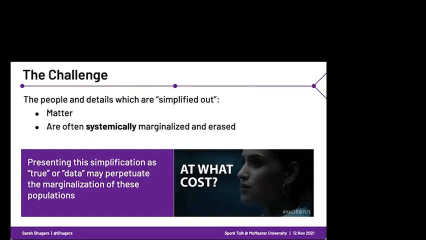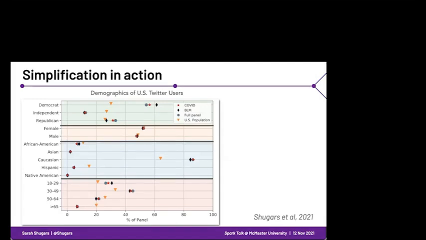So as an example of this challenge, here's a figure from one of my own papers. So I'll just call myself out here a little bit. The specific details of this figure aren't that important, but it's broadly showing Twitter users within the United States compared to the full US population, and then also Twitter users for specific topics.